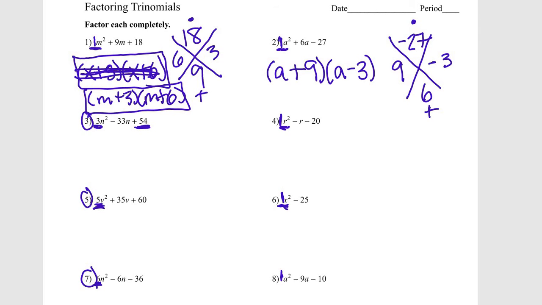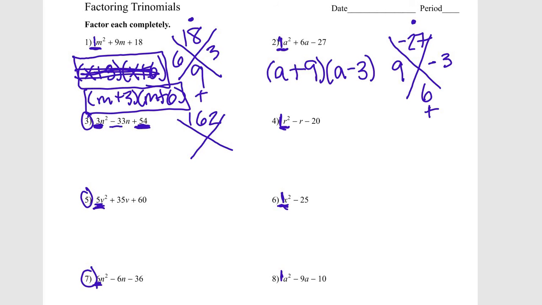Okay, so on number 3, I'm still going to use the x, but to figure out what goes on top of the x, I have to multiply the coefficient of your squared term times the constant term. So 3 times 54, and that should be 162. Make sure you check my math. I'm a little bit out of it right now. My brain is a little bit fuzzy, so make sure that you're checking all of my work throughout the video. So 3 times 54, I think, is 162.